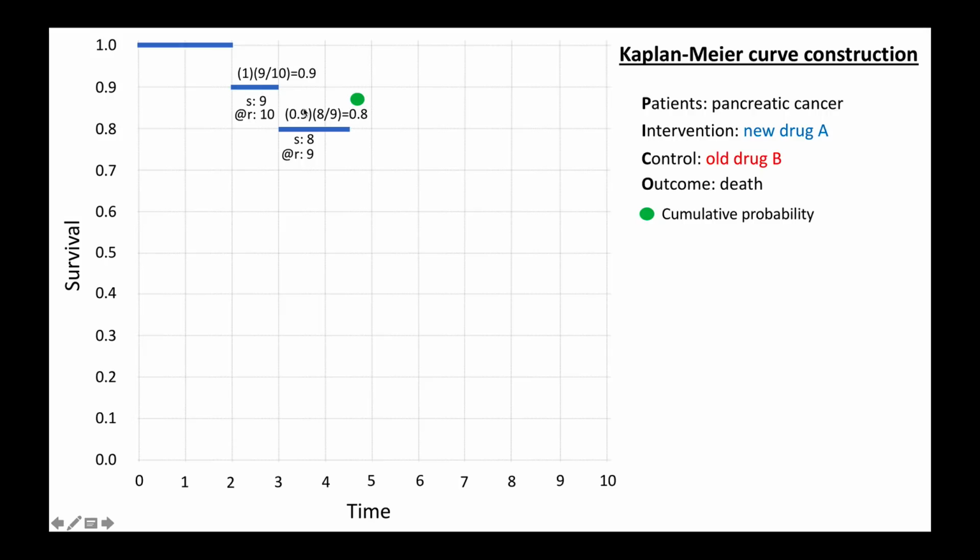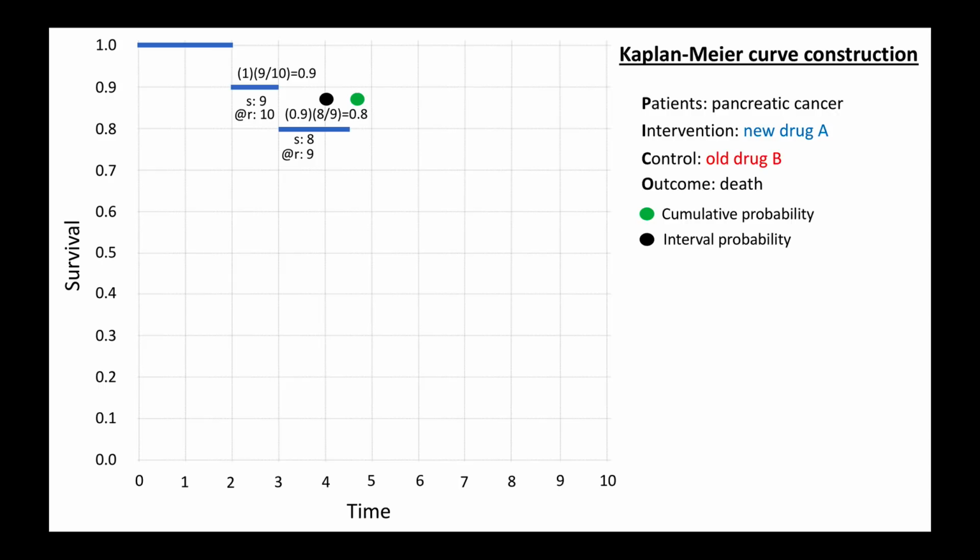So what's the probability that a patient made it to the previous interval? Well, that's simply the cumulative probability of making it to that interval, which is 90% or 0.9, and made it to the next interval, which is 8 over 9. Of those 9 that were at risk, 8 made it. 0.9 times 8 over 9 is 80%. And this 8 over 9 here is called the interval probability.